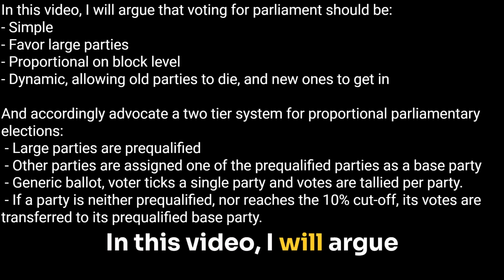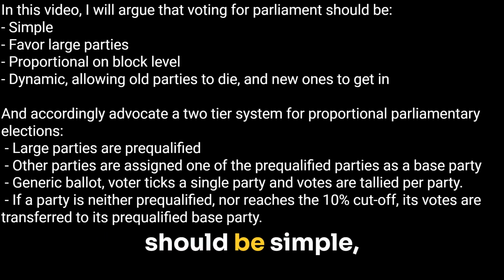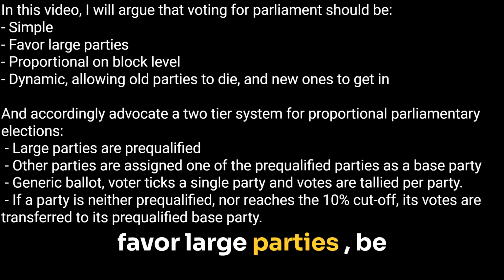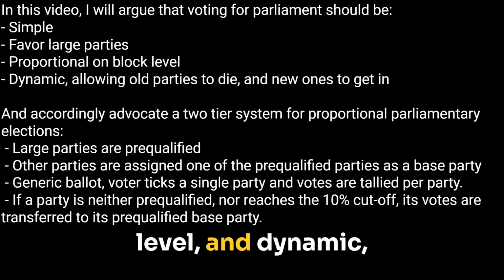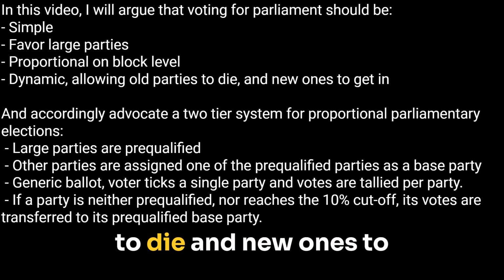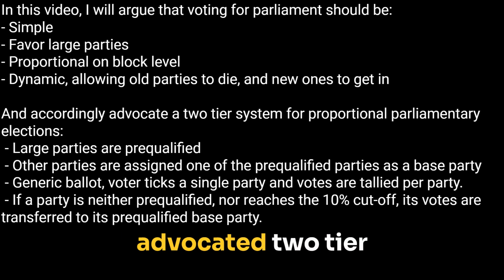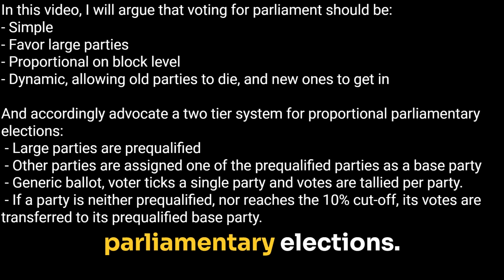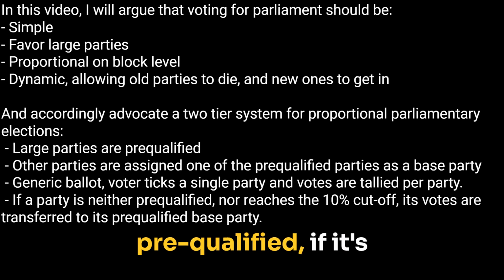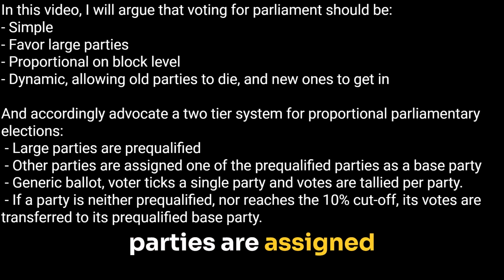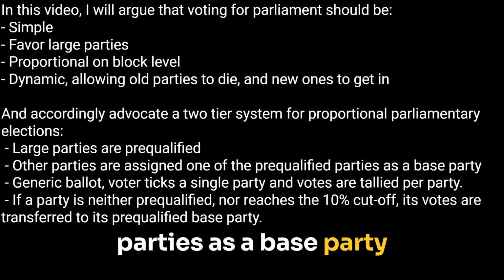In this video, I will argue that voting for Parliament should be simple, favour large parties, be proportional on block level, and dynamic, allowing old parties to die and new ones to get in, and accordingly advocate a two-tier system for proportional parliamentary elections, where a party becomes pre-qualified if it's large enough. Other parties are assigned one of the pre-qualified parties as a base party based on polling.